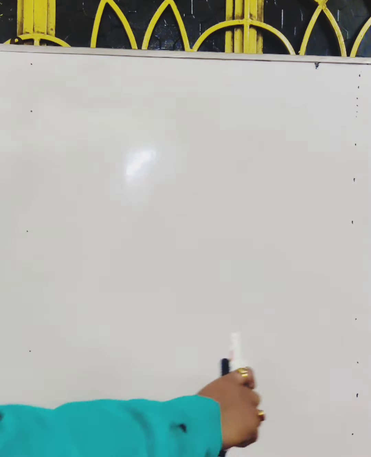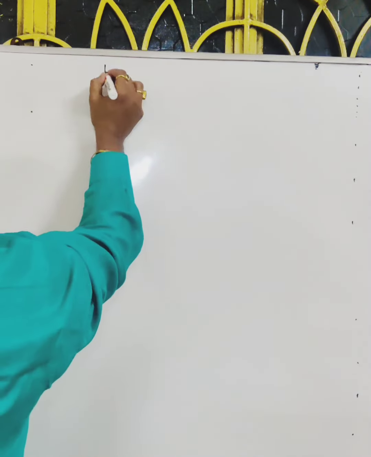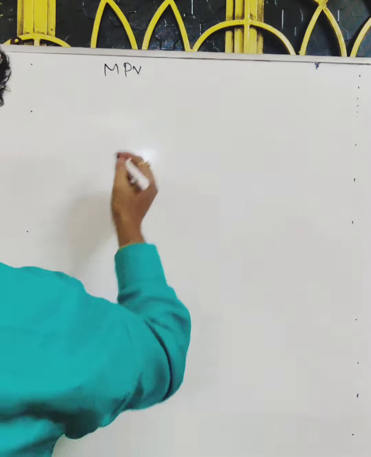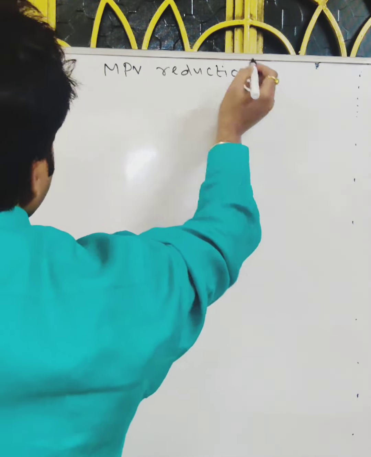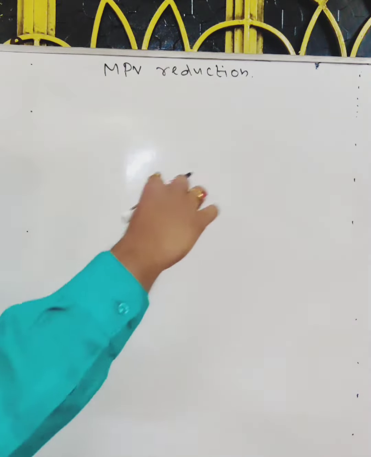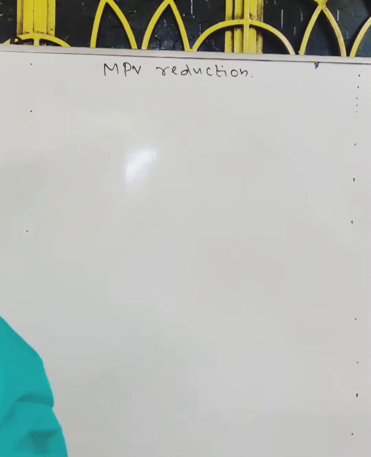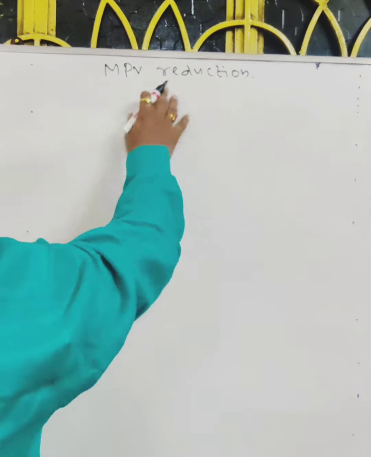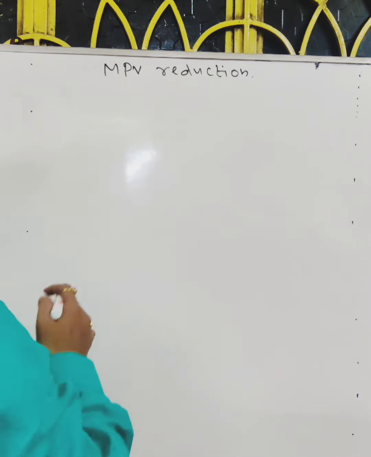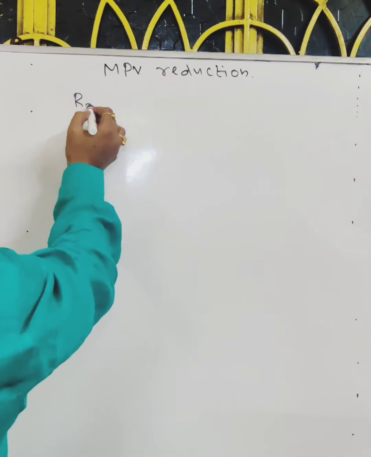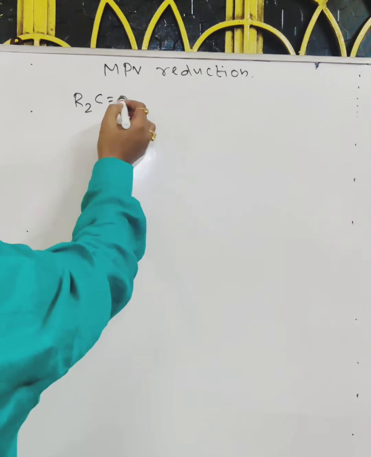Okay, so the reduction is basically known as the MPV reduction, that is Meerwein-Ponndorf-Verley reduction. You can go through the thumbnail and you can get the full form of MPV reduction. So what we are supposed to do in this MPV reduction? We are going to take a ketone, as I told you.